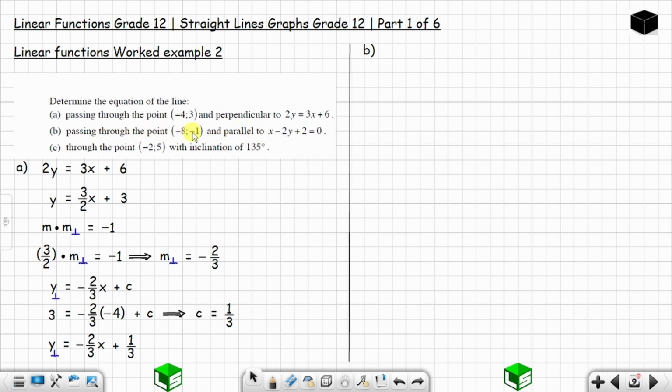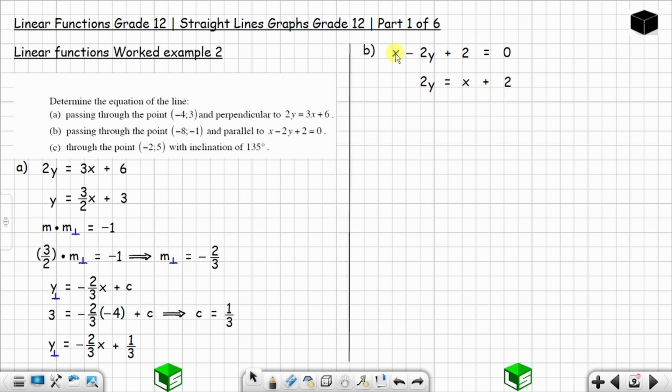Passing through this point. Okay, let's get the equation of this line first in standard form. So you have x minus 2y plus 2 is equal to 0. Let's get it in the form y is equal to mx plus c. So can you see you can take negative 2y to the right, it becomes 2y, and you only remain with x plus 2 to the left. So you have 2y is equal to x plus 2.